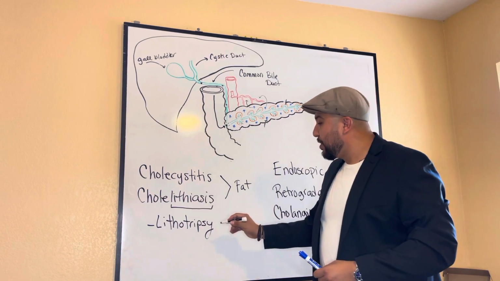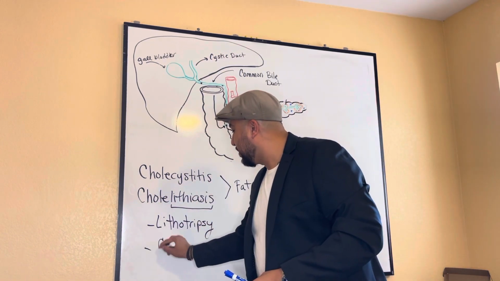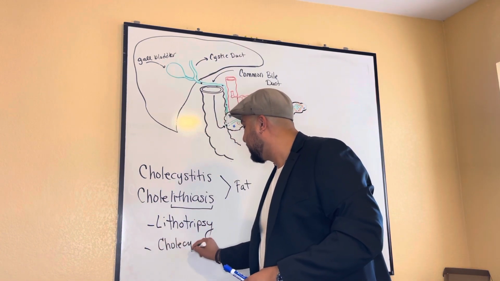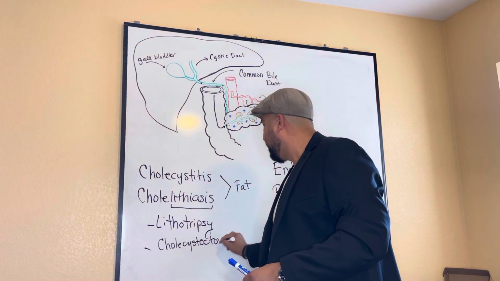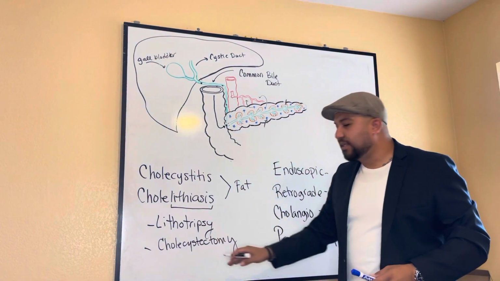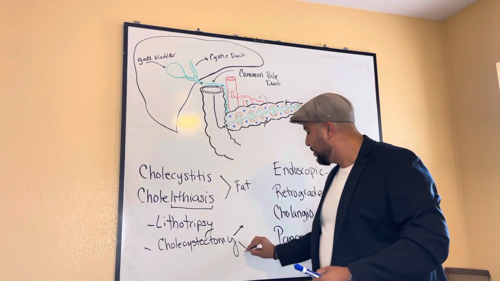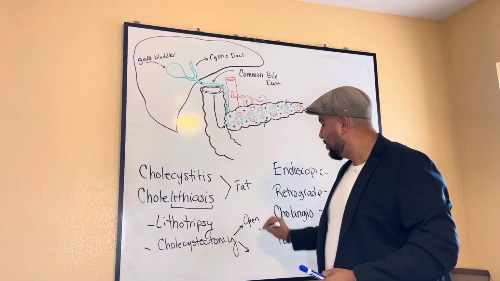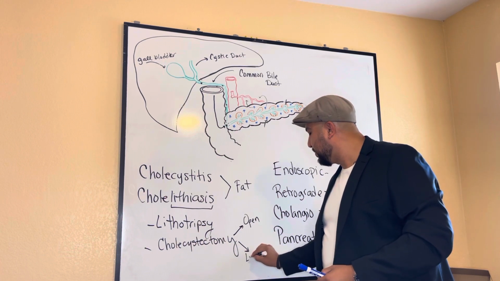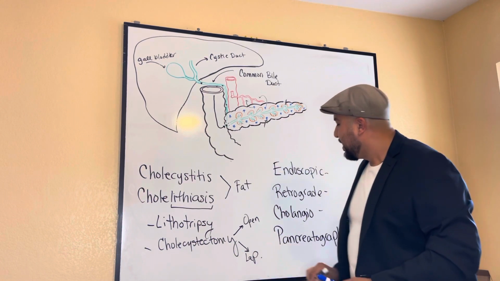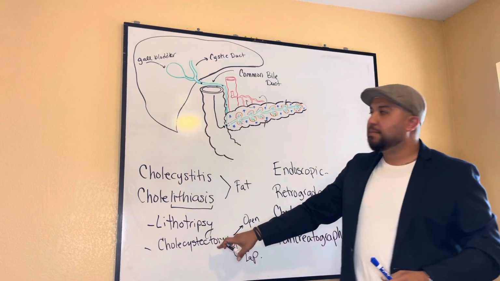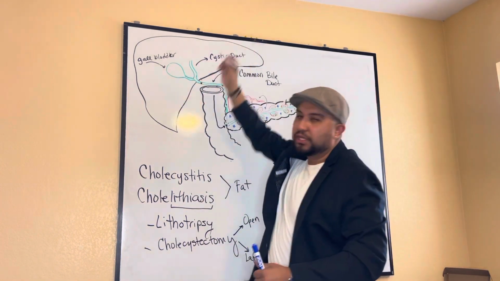So we also have the cholecystectomy. Now the cholecystectomy can be carried out in two primary ways. We can have open, or we can have a laparoscopic procedure. Now, an open cholecystectomy is when we create an incision, a surgical procedure.